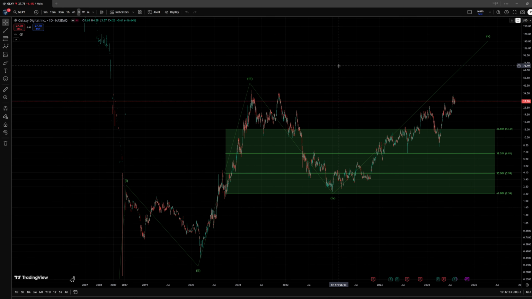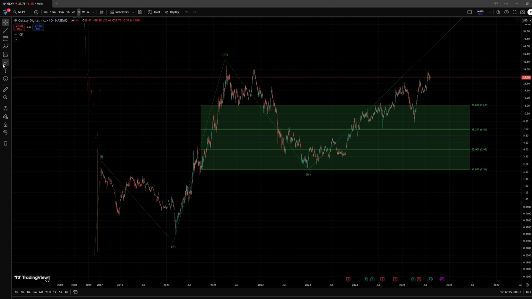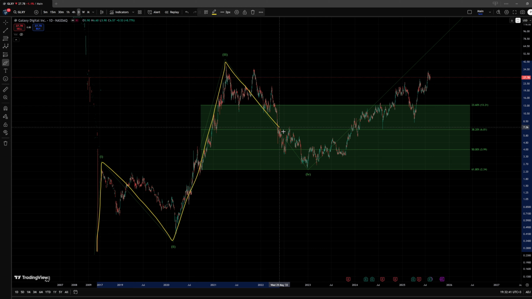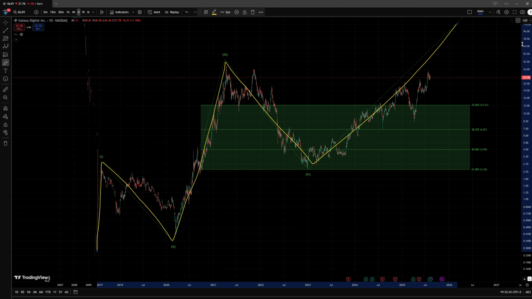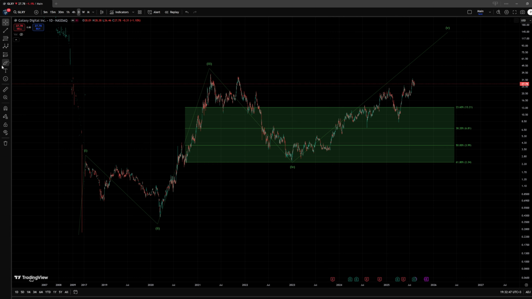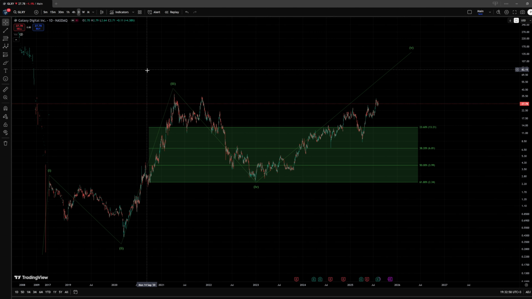In this video we are looking at Galaxy Digital, and on this chart I am tracking this mainly as a wave 1 up, a wave 2 down, a third wave up, a fourth down, and now I am expecting to complete the fifth wave to the upside. Now based on how low we retraced in the fourth wave to the downside, I would have to consider this a diagonal pattern to make this viable as a 5-wave move.